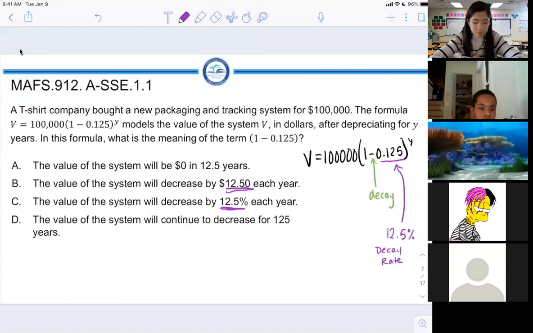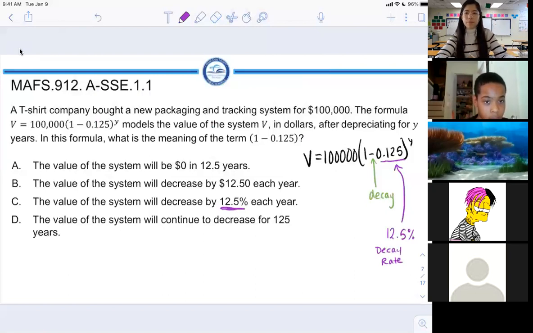So putting it all together, I think Perla said she thinks it might be answer choice C. Do we agree? The value of the system will decrease by 12.5% each year. I see some agreement from Tyrone. Do I have agreement from anyone else? Yes, Janelle agrees. All right, and Jalen agrees. Awesome. Good job. C is correct. All right, any questions on this one? You guys are doing really well. Okay, here we go. Next one.